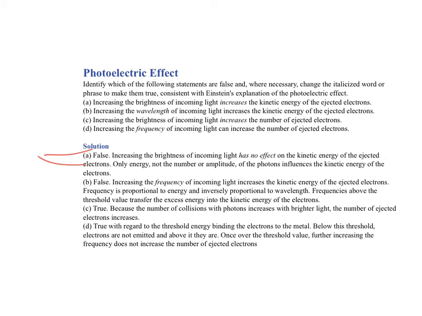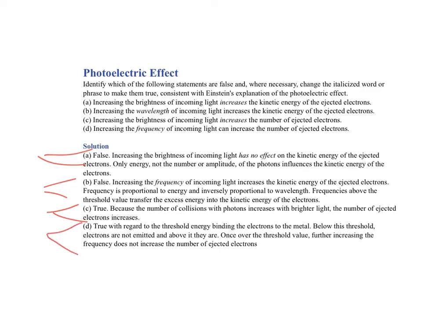The second one, increasing wavelength of incoming light increases the kinetic energy of the ejected electrons. That's not true because increasing wavelength actually decreases frequency, and you need to actually increase frequency to increase the kinetic energy. Increasing the brightness of incoming light increases the number of ejected electrons. That one is true because now you've got a larger packet. So think of it as when you increase the amplitude, you're actually increasing the number of photons hitting.